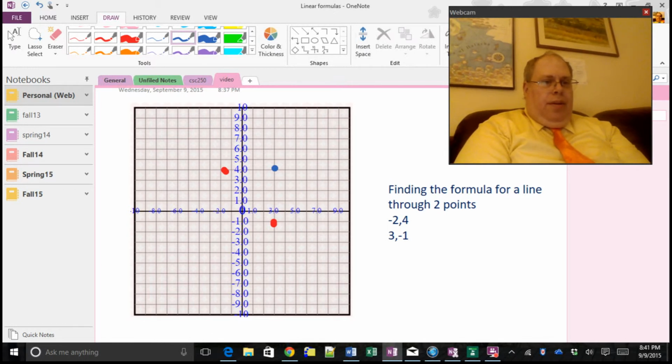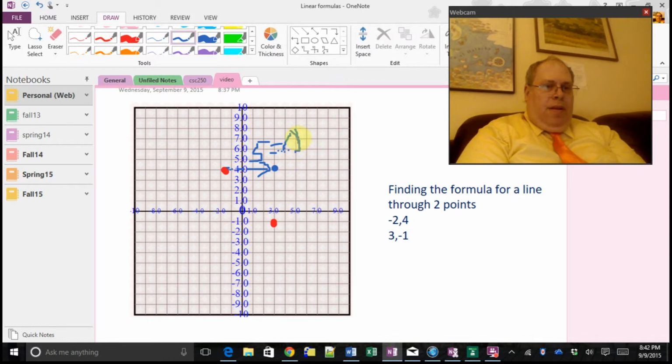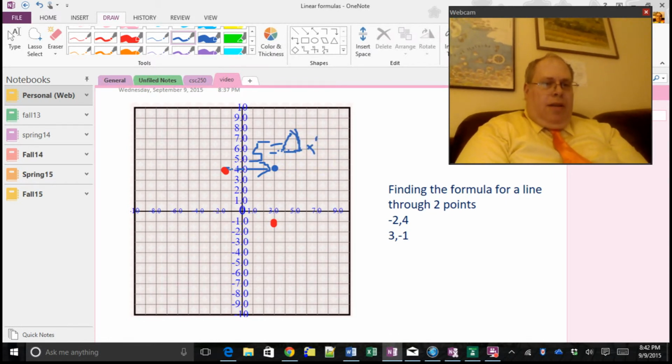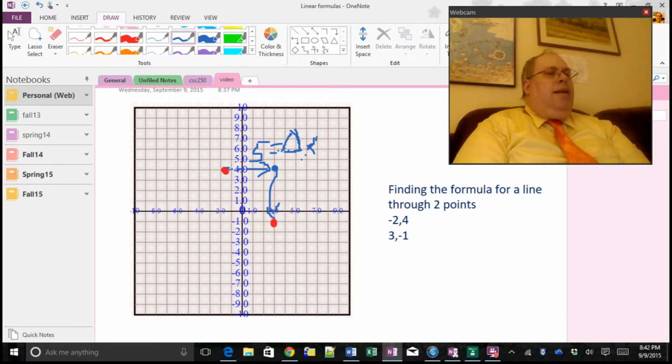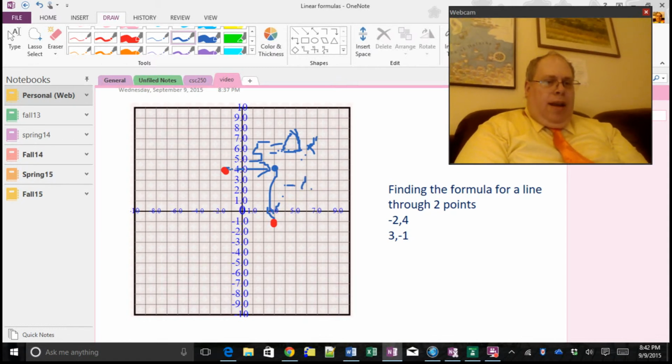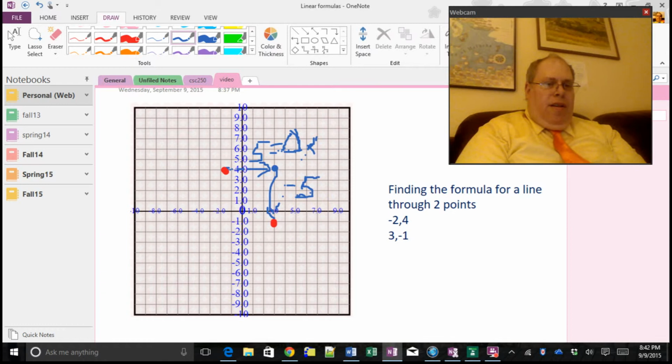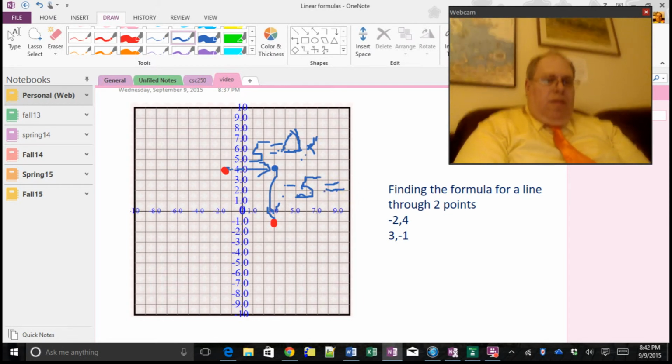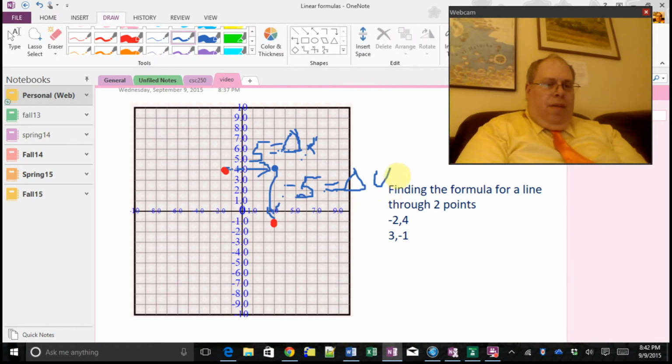And so we go from the first point, and we count how far this is. And this is an increase of 5 in the x value. So 5 is delta x. And then we go from the corner down to the other point. And that's the change in y. And it's a negative change because it's going down. So it's -5, which is delta y.